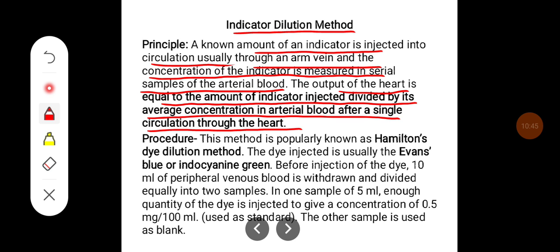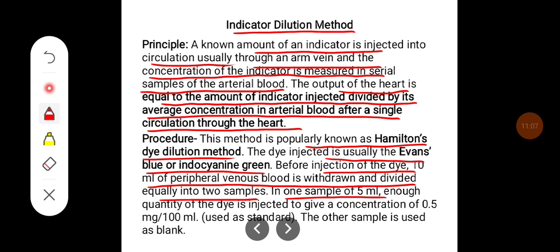The procedure: this method is popularly known as Hamilton's dye dilution method. The dye injected is usually Evans blue or indocyanine green. Before injection of the dye, 10 ml of peripheral venous blood is withdrawn and divided equally into two samples. In one sample of 5 ml, enough quantity of dye is injected to give a concentration of 0.5 milligrams per 100 ml. The other sample is used as a blank.